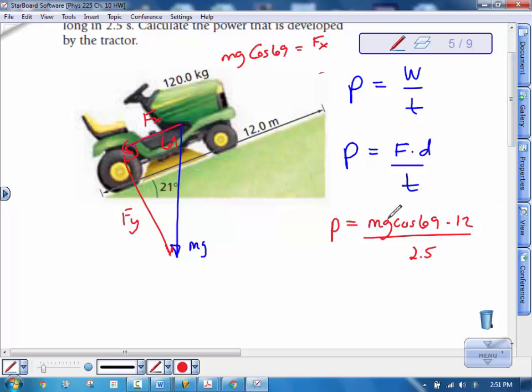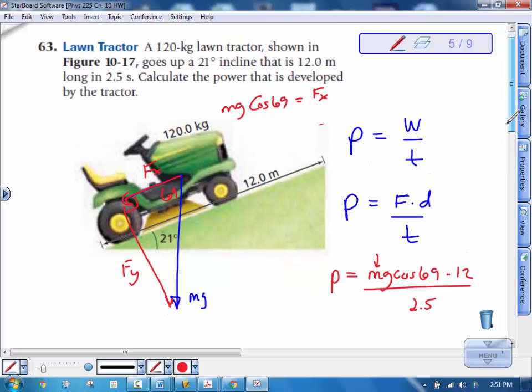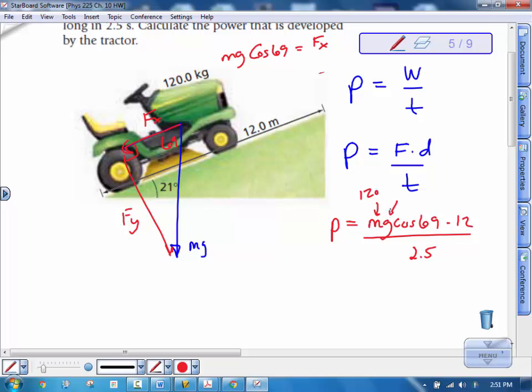So we know the mass, we know gravity. The mass is, it gave us this 120, and gravity is 9.8. So plug those things in, solve for power, and that gives you 2022, about 0.9 watts.